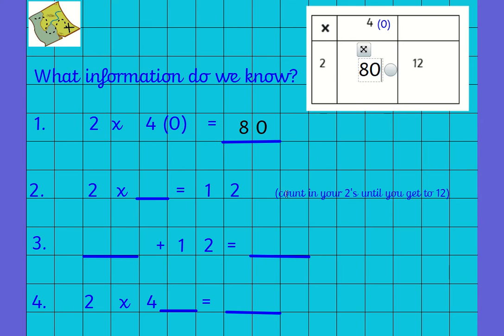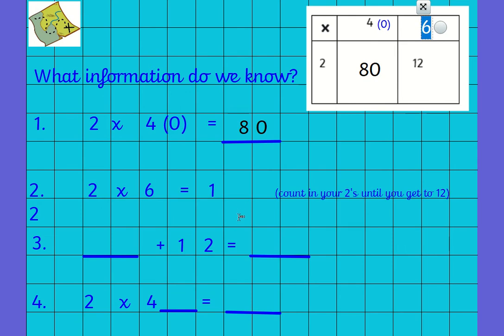2 times something equals 12, and I've put here in brackets counting your 2's till you get to 12. So let's do it together. 2, 4, 6, 8, 10, 12. I've counted in my 2's 6 times, which means my answer here must be 6. Absolutely, my answer is 6. So I can then put 6 in there to show that that's the amount of times I've counted.